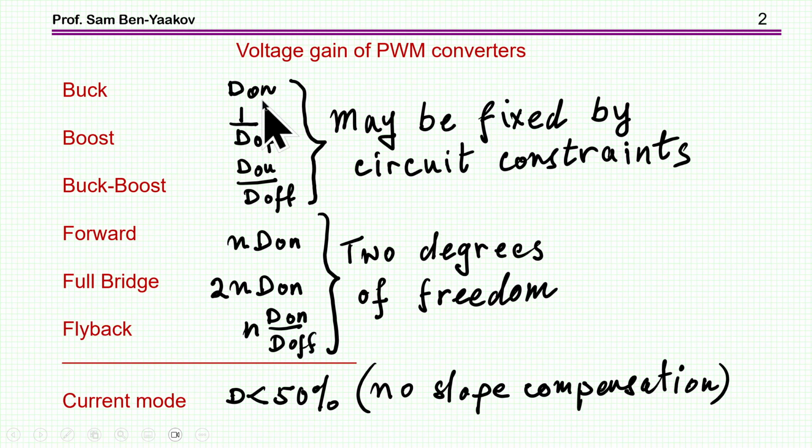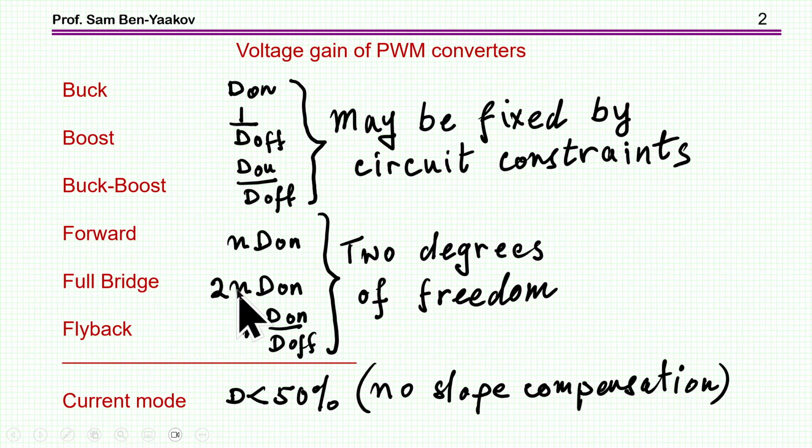Now, sometimes the duty cycle is fixed. For example, if you have an input voltage and output voltage given, and we would like to have a certain transfer ratio of the voltages, then this sets the duty cycle. However, in some cases, we can choose the value of the input voltage that we would like to work at, and then the duty cycle becomes a degree of freedom that we can select.